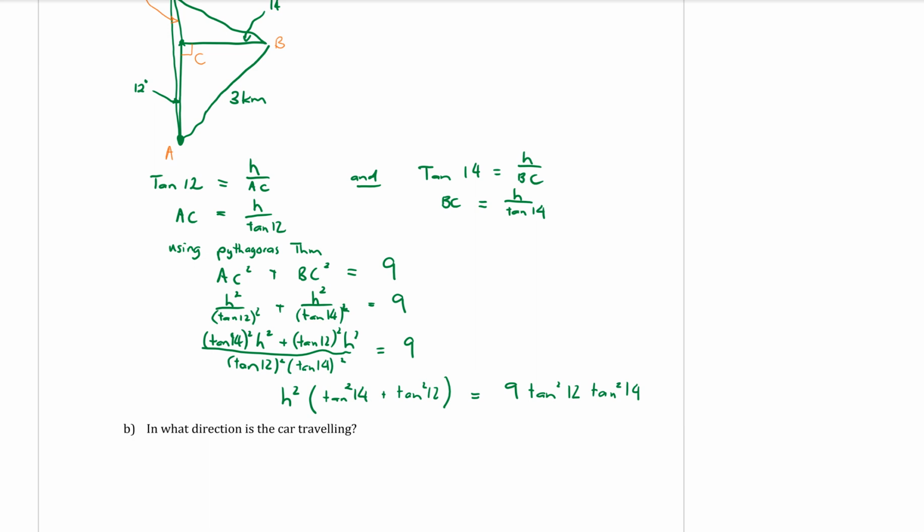To get the h squared, I can now divide this bracket, messy as it is, divide that whole bracket underneath. So that means h squared will be by itself. H squared equals 9 tan squared 12 tan squared 14 over tan squared 14 plus tan squared 12. And then you have to type that in your calculator. What did you just do? All I did was take this bracket and put it underneath this, just coming down underneath there.